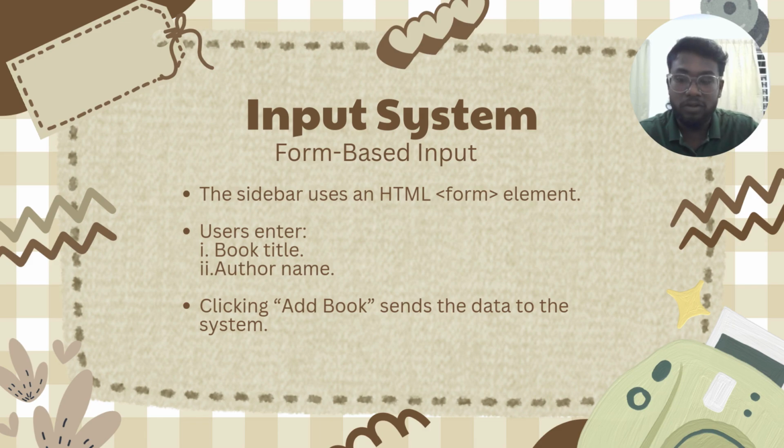Now let's see the input system. The input system is built using an HTML form that allows users to enter book details such as the title and author. Once the user submits the form, the information is sent to the system and a new book is added, making the process fast and easy.